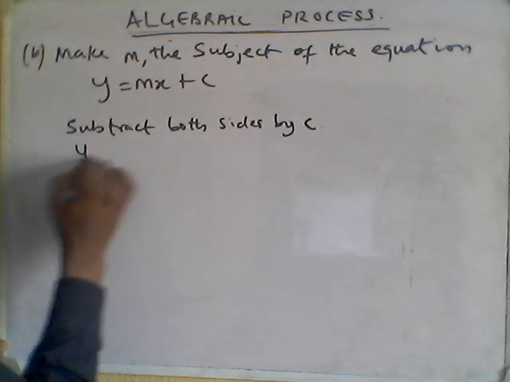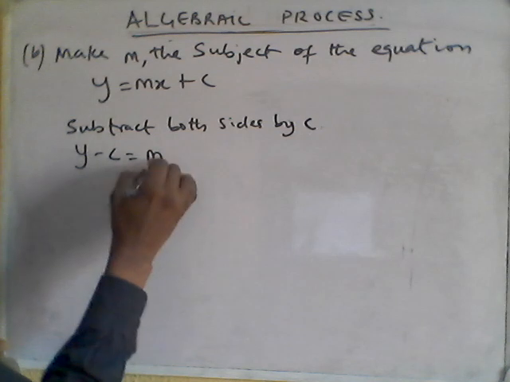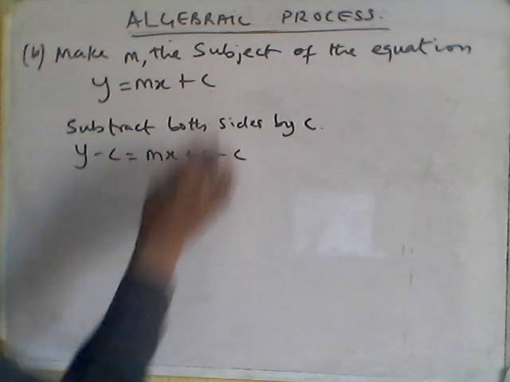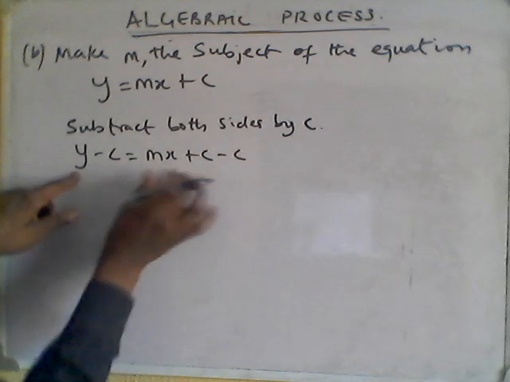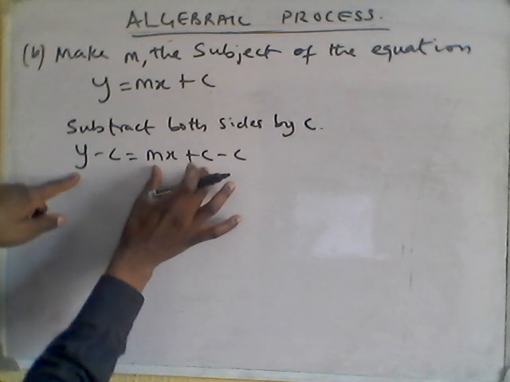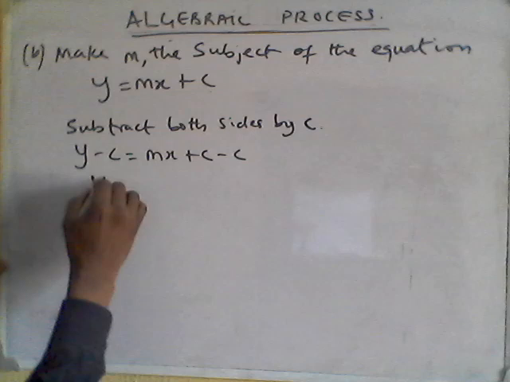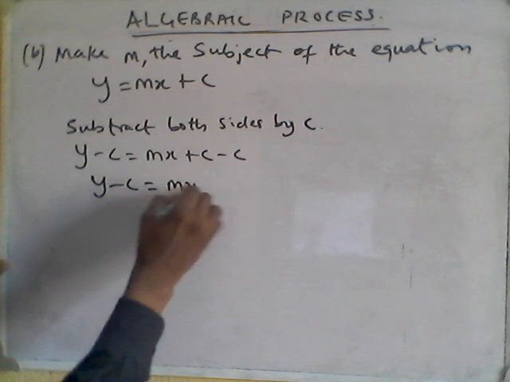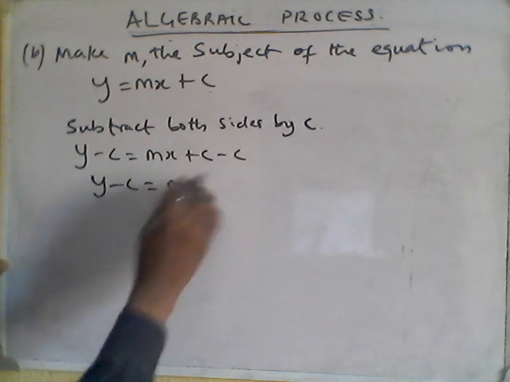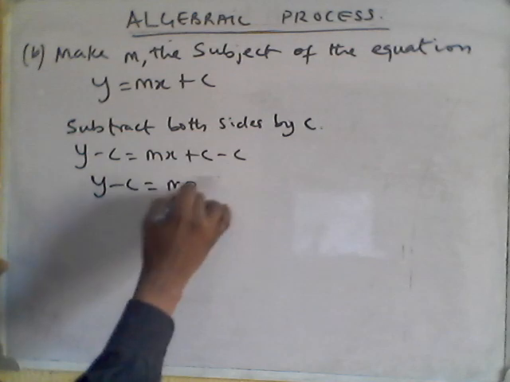So I have y minus c is equals to mx plus c minus c. So this is the equation already. But what is now different is that both sides are being subtracted by c. Okay, so this is y minus c is equals to mx. This and this will become 0. c minus c is 0.